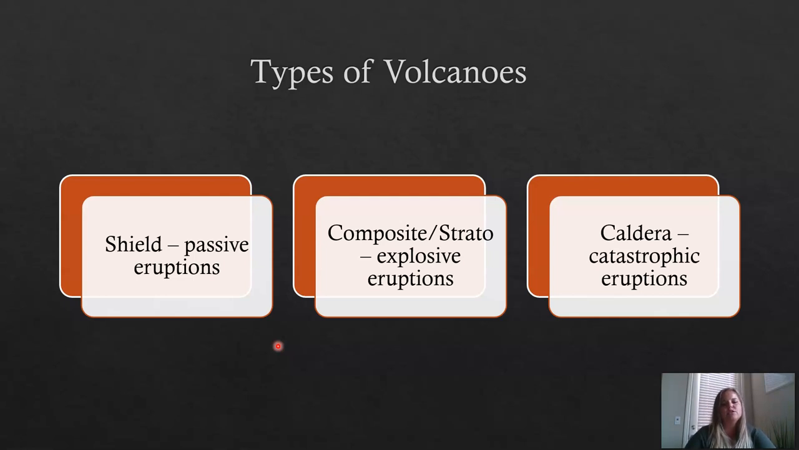Okay, so getting into the different types of volcanoes, we have three basic types. We have shield, composite or strato, and caldera. Shield volcanoes have very passive eruptions. They don't have a lot of explosions. You don't see the big dust cloud or ash cloud go up into the sky. We'll talk about some examples in a minute. Composite stratovolcanoes are explosive eruptions, and then calderas are what we consider catastrophic eruptions. They are the largest eruptions we see on Earth.